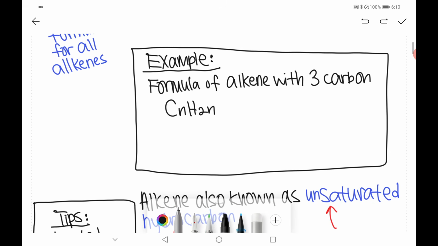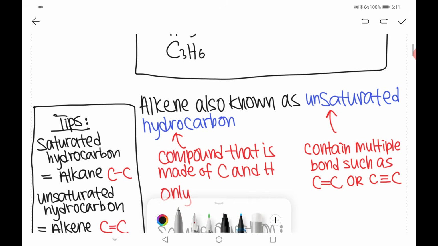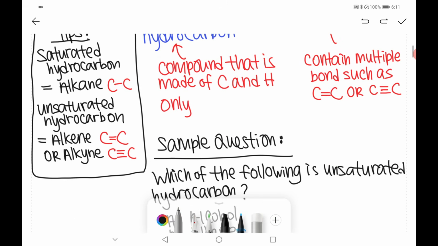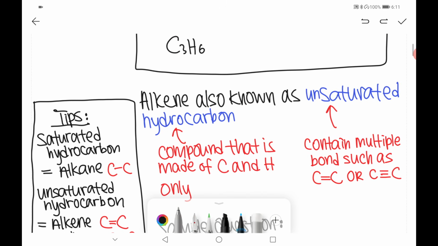So we are looking for 3 carbons. To get 3 carbons, substitute n equal to 3. If you substitute n equal to 3 into the formula, you will get C3H6. So C3H6 is the formula of the alkene that we want. This is how it works. The next thing, you need to understand.